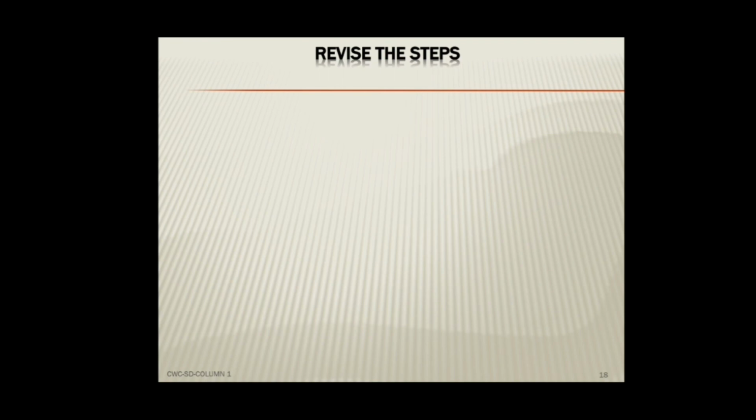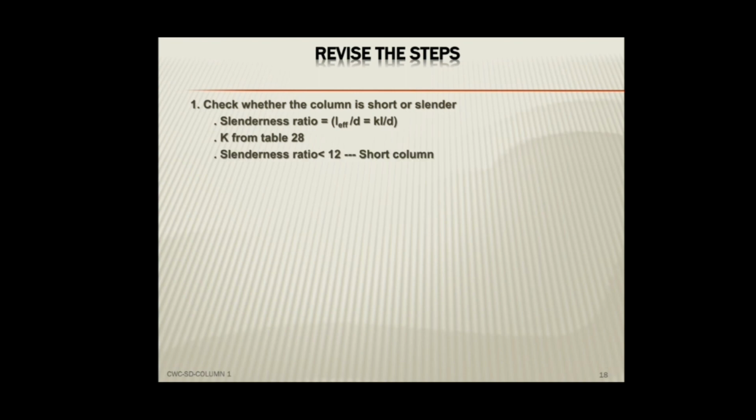Now let's revise the steps. First step is to check whether the column is short or slender. For this, we have to find the slenderness ratio in both directions, and it is equal to effective length divided by lateral dimension, where effective length can be calculated by multiplying unsupported length with the effective length ratio. Effective length ratio can be taken from Table 28 based on the given boundary conditions. If slenderness ratio is less than 12, it's a short column.